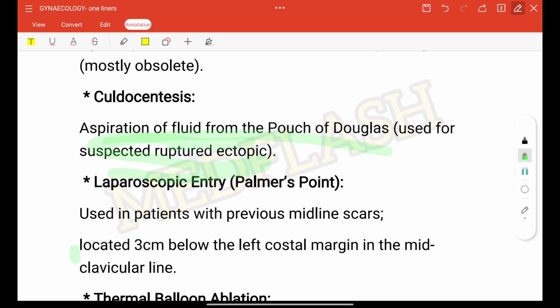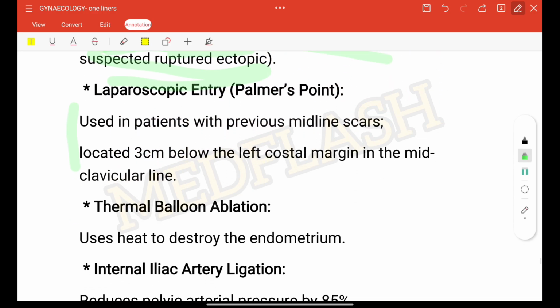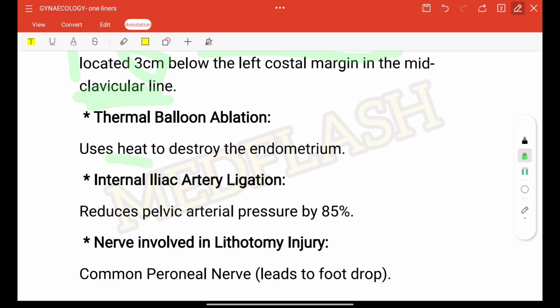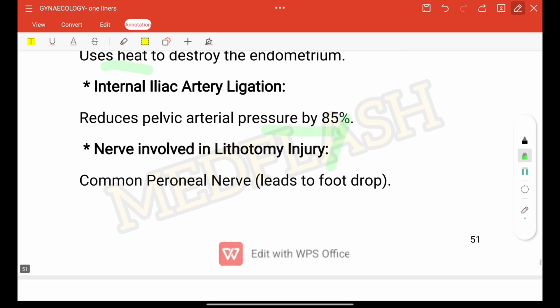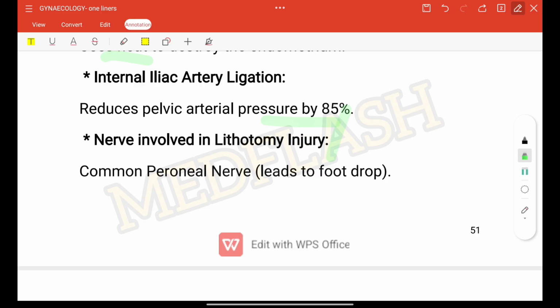Laparoscopic entry, which is also called Palmer's point, used in patients with previous midline scars, located 3 cm below the left costal margin in the mid-clavicular line. Thermal balloon ablation uses heat to destroy the endometrium. Internal iliac artery ligation reduces pelvic arterial pressure by 85%. Nerve involved in lithotomy injury is the common peroneal nerve, which leads to foot drop.